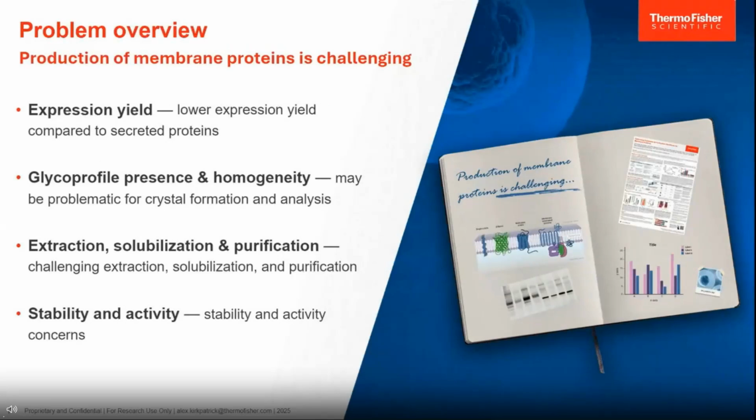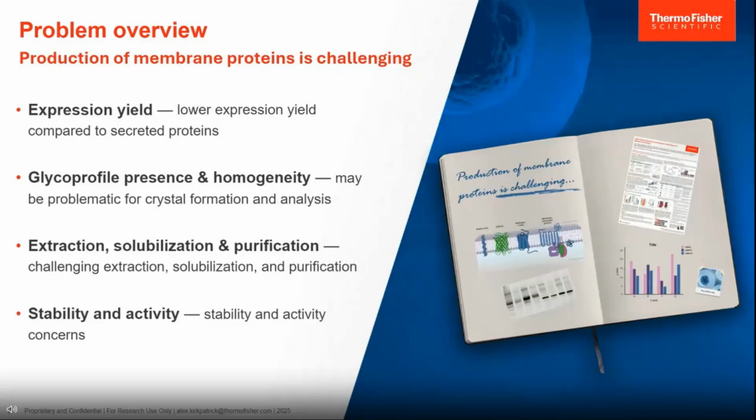So the production of membrane proteins is quite challenging. Often the process suffers from lower expression yields compared to secreted proteins. Then there is the issue of the glycoprofile presence and homogeneity. So having glycans present can actually help stabilize the membrane protein. And the heterogeneity of glycan species may also be problematic for crystal formation, though, and other structural bioanalyses due to their inherent flexible nature. Membrane protein extraction, solubilization, and purification is also inherently challenging, particularly due to efficiency and stability and activity concerns.